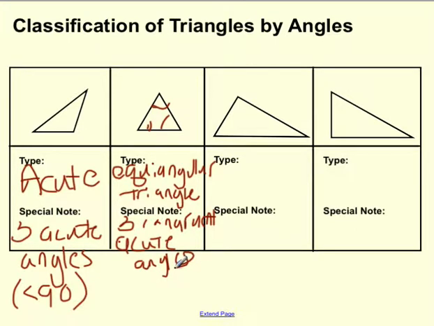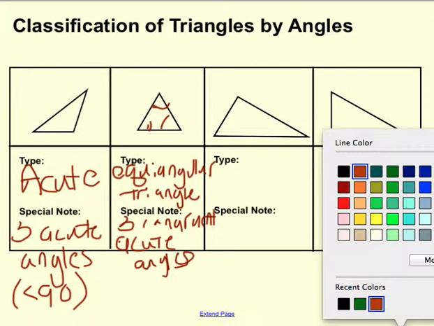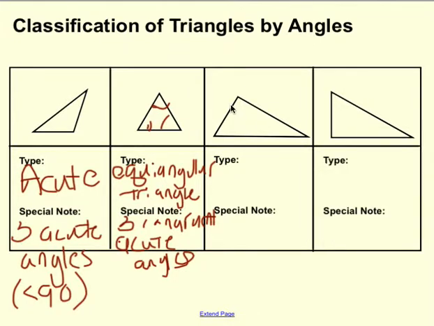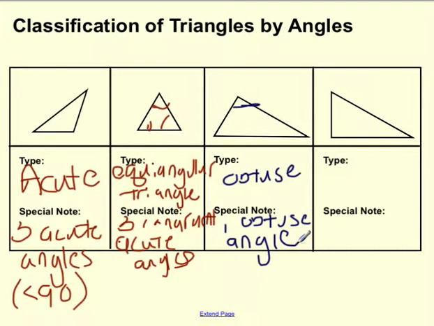Taking a look at this next triangle, if you notice, this next one has a big angle. So this would be obtuse. It's an obtuse triangle because it has one angle that's obtuse. It's not possible for a triangle to have more than one obtuse angle. Now remember that obtuse angles are greater than 90 degrees.